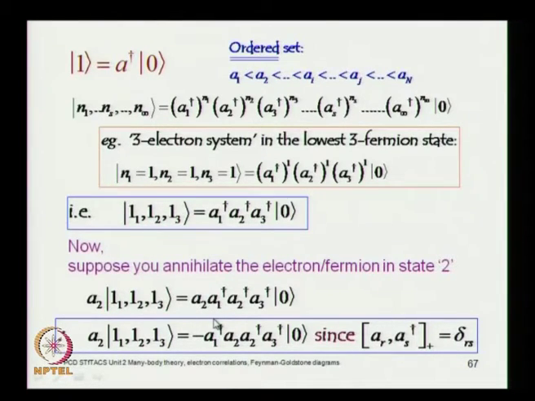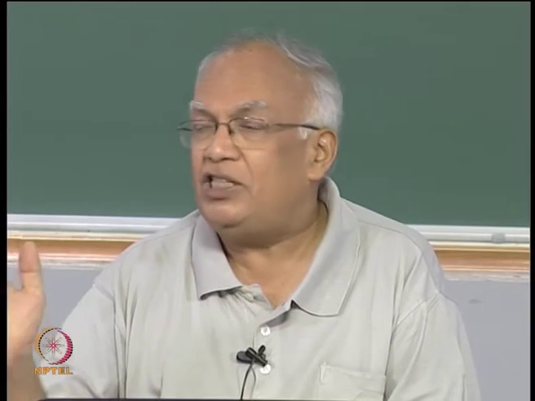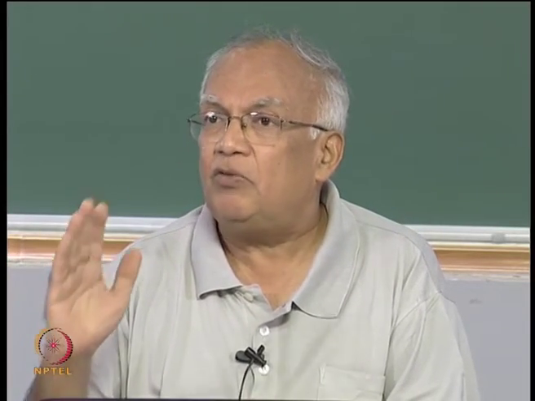It anti-commutes, and because the states 2 and 1 are different, they have to be different. They may have the same energy, but they are different states, because we are not referring to an energy sequence or something, we are talking about a sequence of quantum numbers.